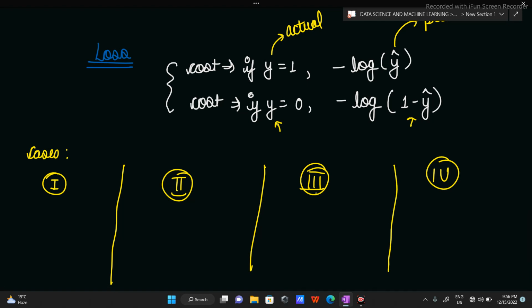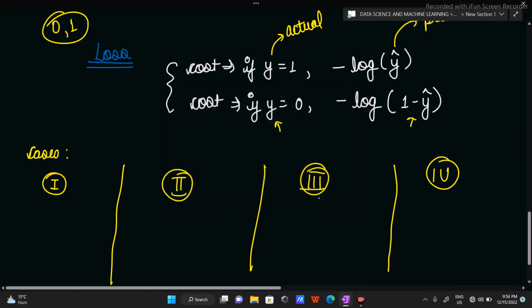Now what I am saying, see, we'll have only two classes, right? This is a binary classification problem, so the output will be either 0 or 1, because of that if-else part that we wrote earlier. Okay, so now let's come to case one.